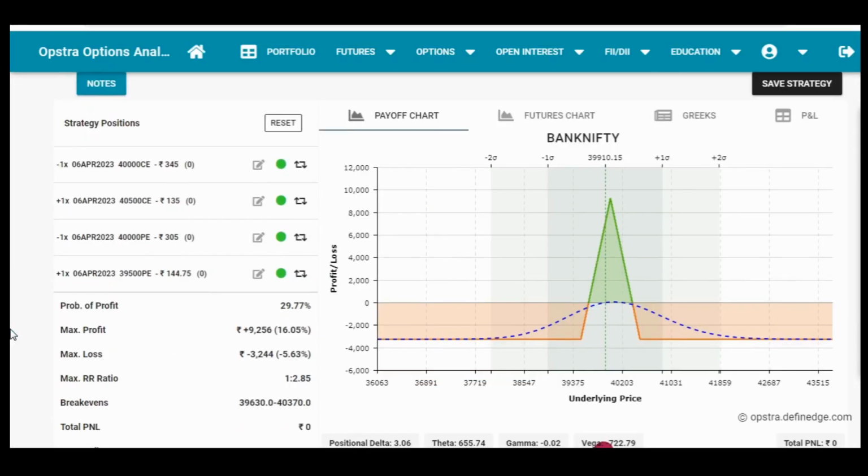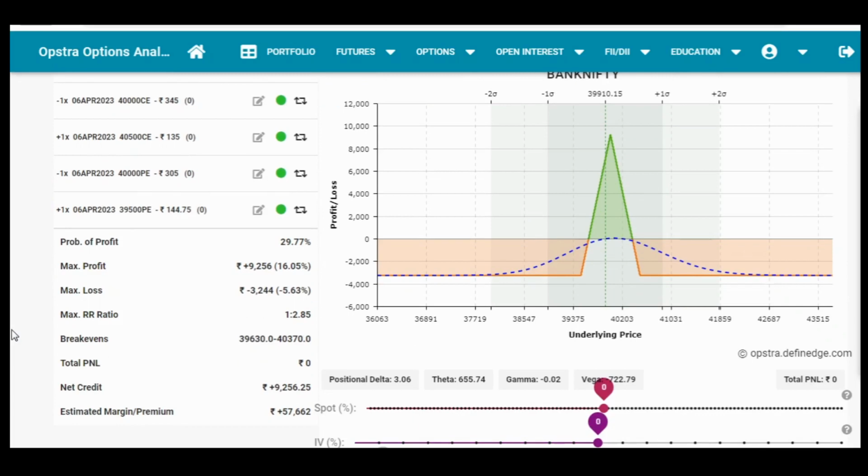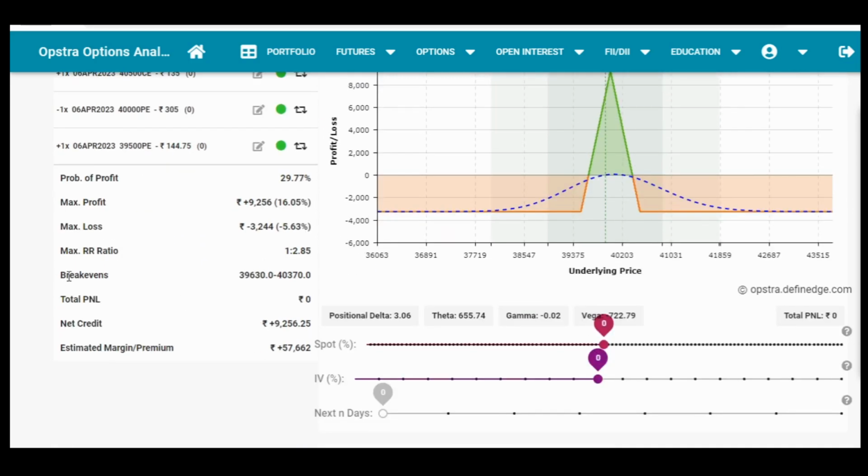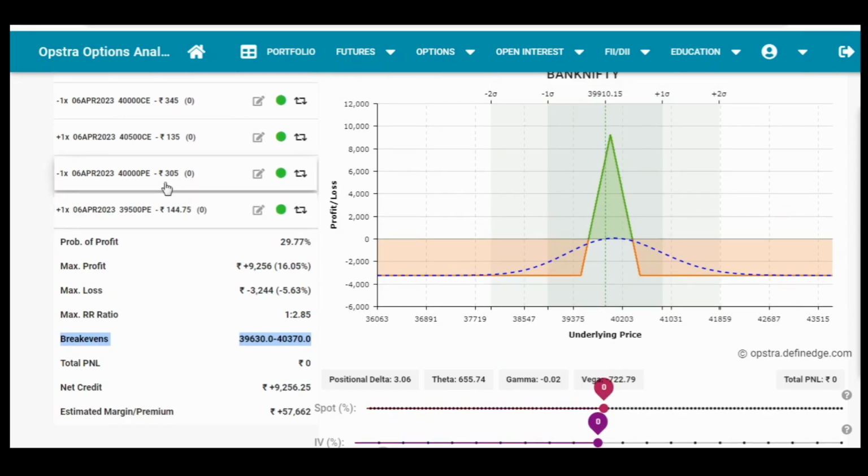Okay, so this is the iron fly which we have created yesterday. It seems like they have changed the strike prices. It's no issue. So these are the break-even points on Opstra or any other option charting platform. You can see these break-even points, right? Around this break-even are the strikes which we will buy once we close the other hedges, right?